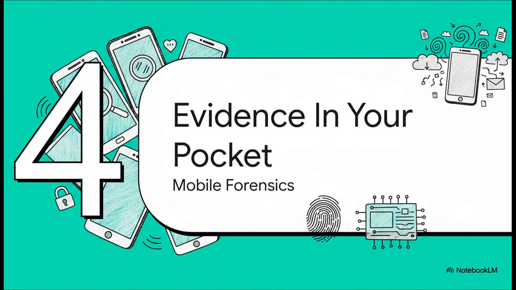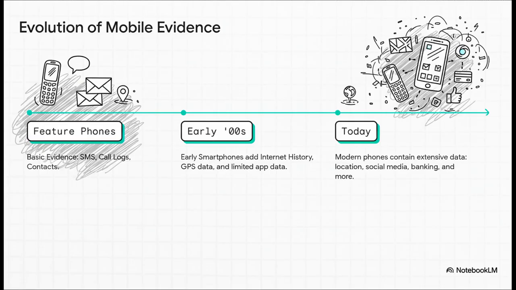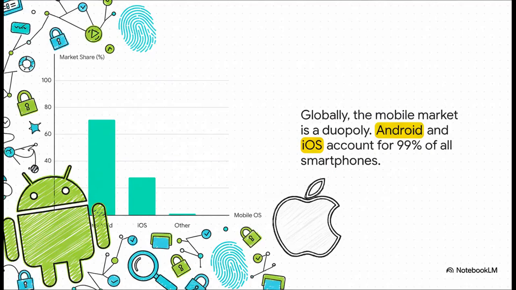And let me tell you, the amount of evidence on these things is just staggering. I mean, the explosion of data has been just incredible to watch. We went from those early feature phones that basically just held call logs and text messages, to the first smartphones with some basic internet history, to the devices we have in our pockets today, which hold a detailed record of our entire digital lives. And today, that smartphone market is pretty much a duopoly. Android and iOS make up somewhere between 97 and 99% of all smartphones on the planet.